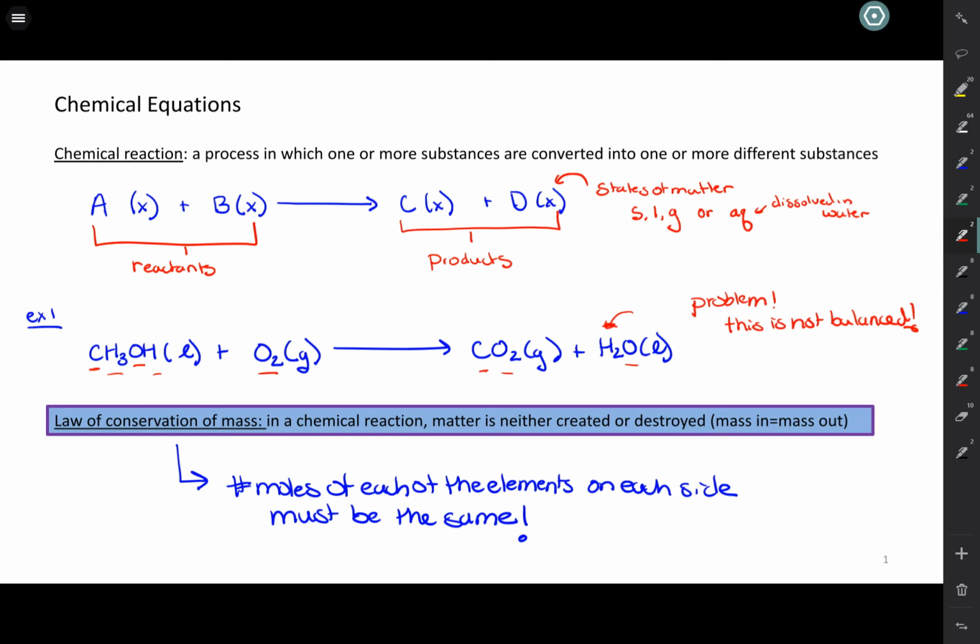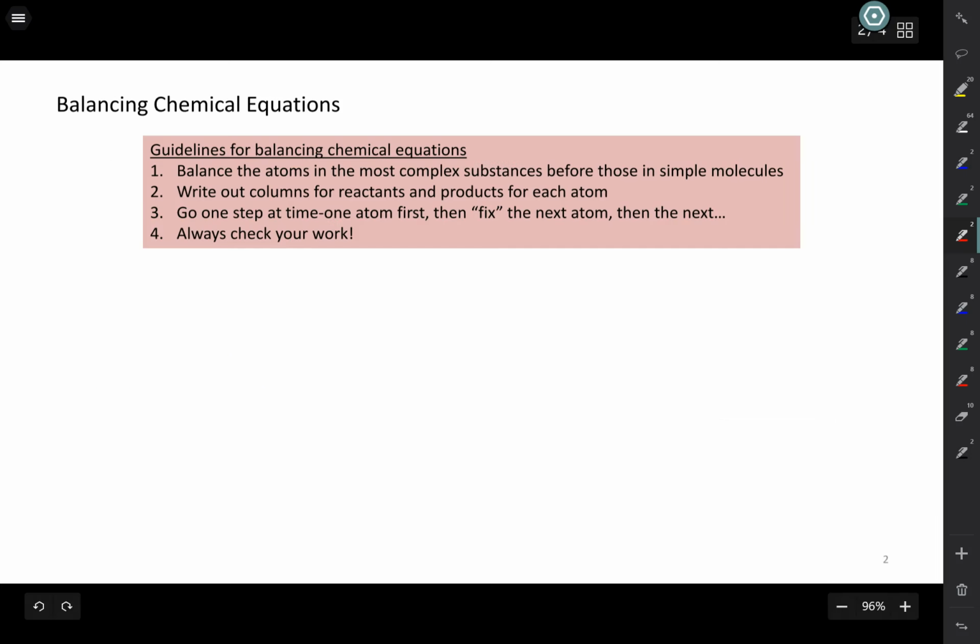Okay, so in order to make this reaction true, we need to balance the chemical equation so that it will adhere to the law of conservation of mass. So let's go ahead and do that. First, we'll go over the guidelines of balancing chemical equations, and then we'll go back to the example that we just used. The guidelines for balancing chemical equations are: start with atoms in the most complex substances first. We'll write out columns for reactants and products for each atom. We'll go one step at a time. We'll fix each atom or each element at a time. And then we'll always check our work.